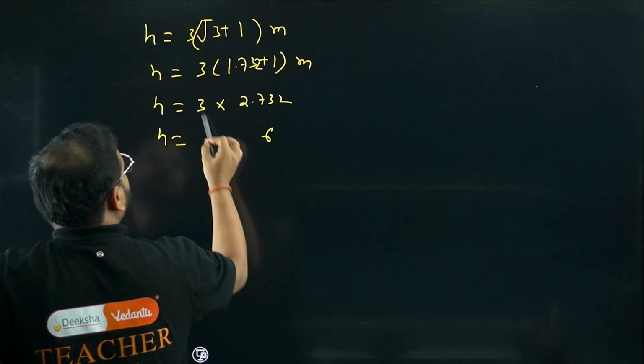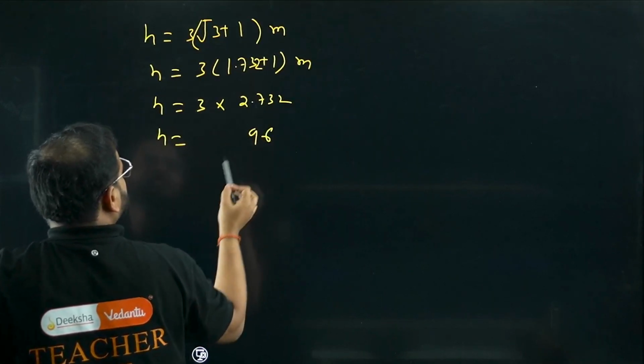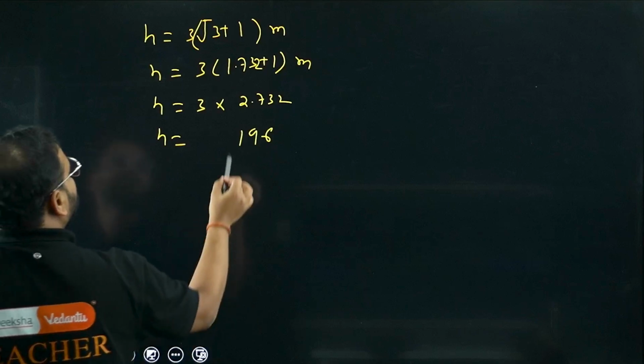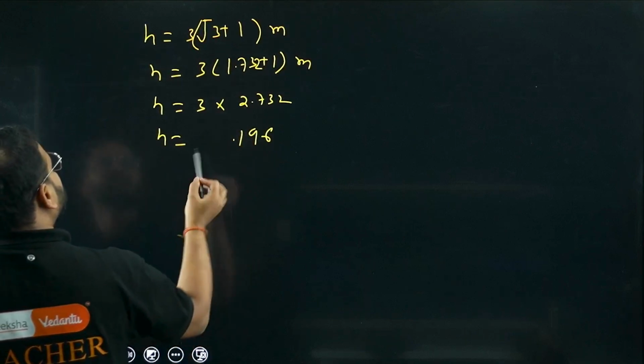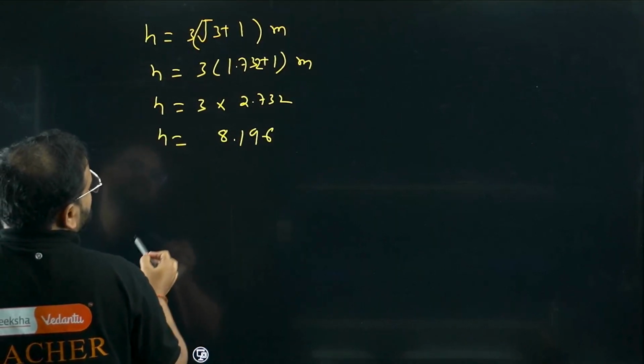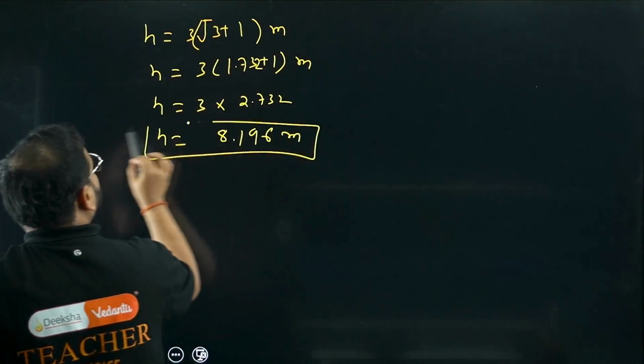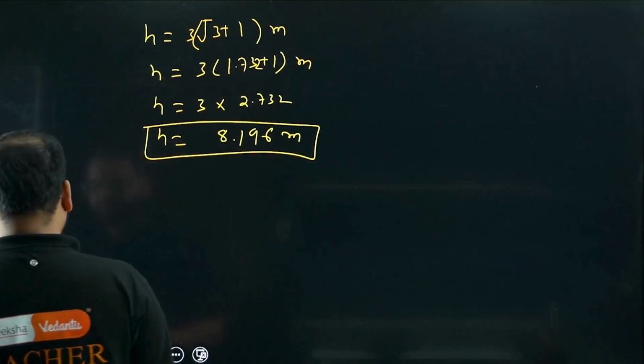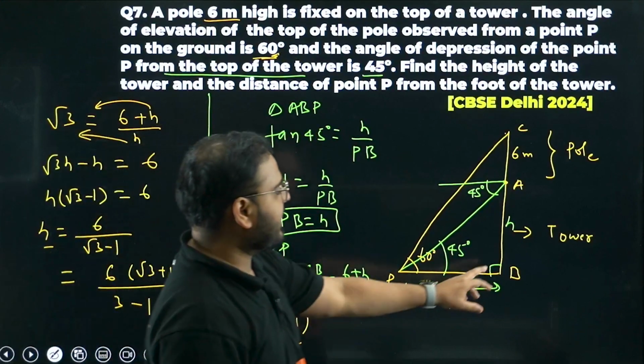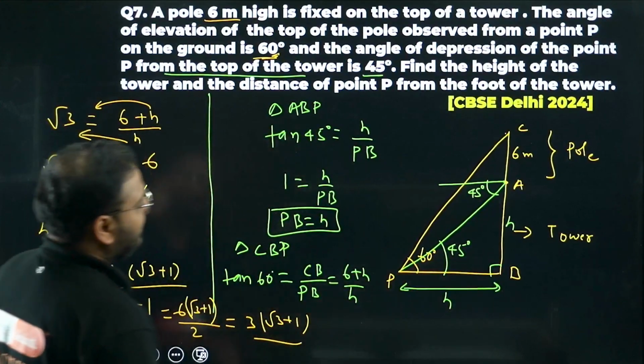3 to 6. 3 3 is 9. 3 7 is 21. So 1 carries 2. 3 to just 6 and carries 2. So 8. So 8.196. So I can simply write this as the same answer, no? Meters. This is the height of the tower. Height of the tower is what? 8.196 meters. And what is the distance, bacha?